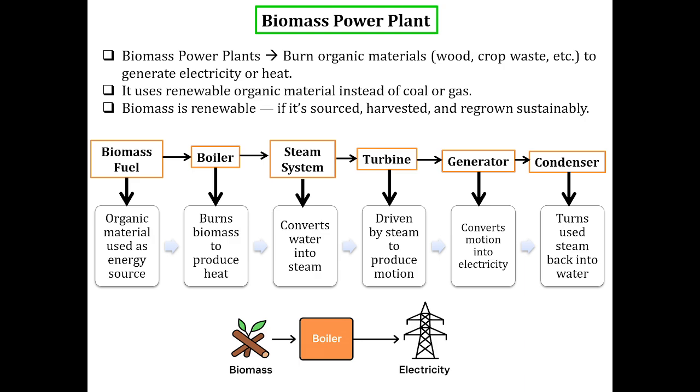Finally, the used steam enters the condenser, where it is converted back into water. So, the energy conversion is biomass chemical energy to heat energy to steam energy to mechanical energy to electrical energy. In this way, biomass can provide electricity using a conversion process similar to a conventional steam power plant, but with renewable organic fuel.